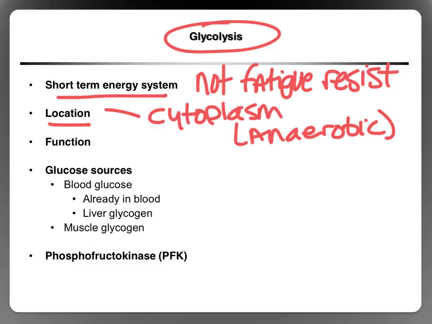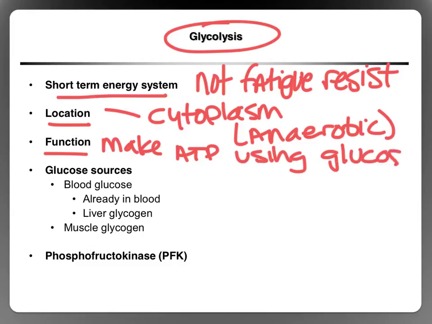Okay, the function of glycolysis is to make ATP using glucose. Okay, and all glucose originates from your food. Okay, you eat carbohydrate and you turn that carbohydrate into glucose. Okay, some of that glucose is going to be stored in the liver. Some of that glucose is going to be stored in the muscle, and some of that glucose is going to remain in your bloodstream. Okay, that's called your glucose pool.